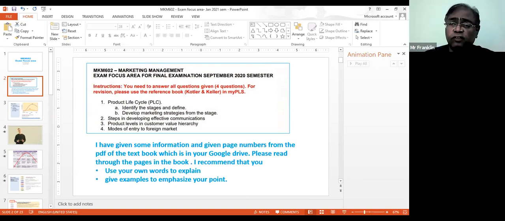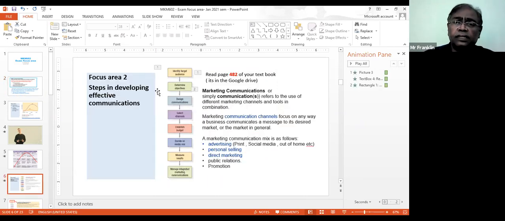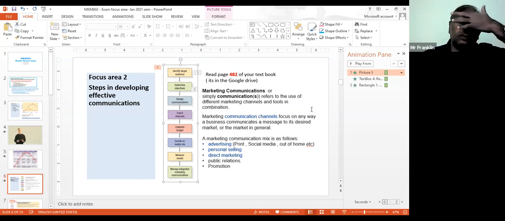Steps in developing effective communication. We looked at the steps. What are the different steps? First of all, identify the target market, determine why you want to advertise, then you design the message. You select the channel. Then you establish the budget, how much money you want to keep aside for advertisement or communication. Decide on the media mix, where you want to advertise, measure it, and then finally you manage it. So there are 8 steps in developing effective communications. So we looked at that.